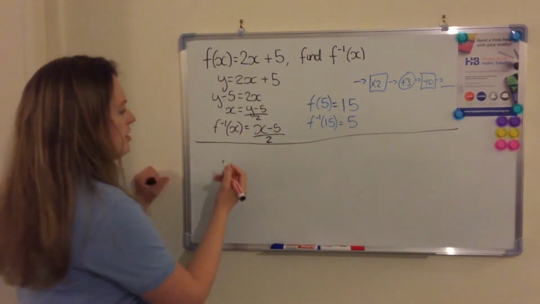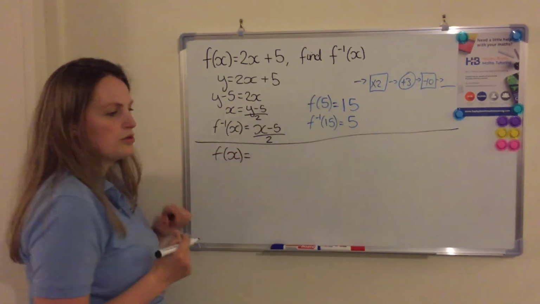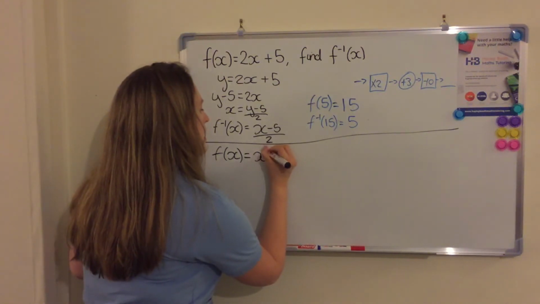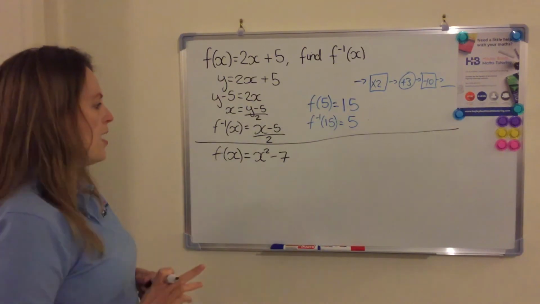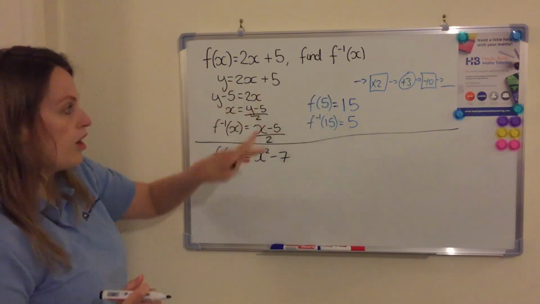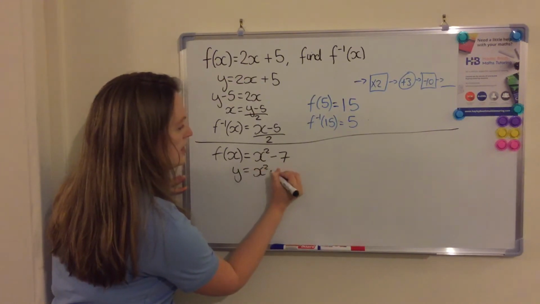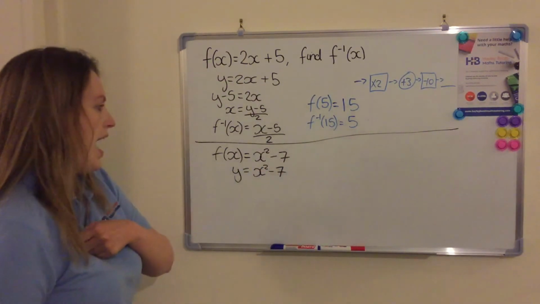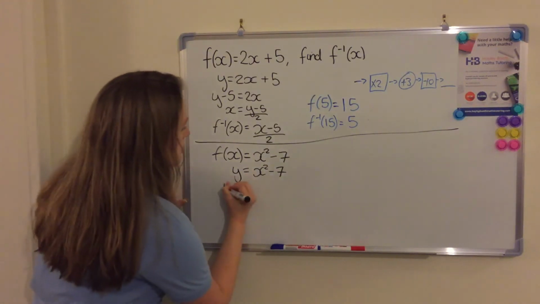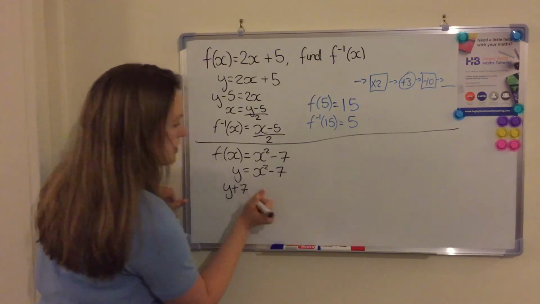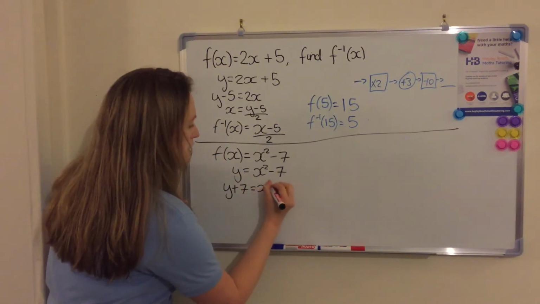Okay, so this time let's have a look at f of x equals x squared minus 7, something like that. Again, we're going to say that y equals this, so y equals x squared minus 7, and then we want to rearrange it to make x the subject. We first move that 7 across, so y plus 7, because it was a minus here, so when we move it across it becomes a plus, and that equals x squared.